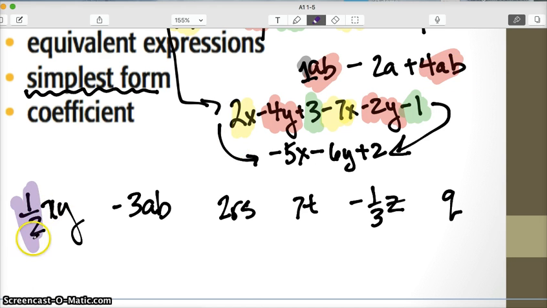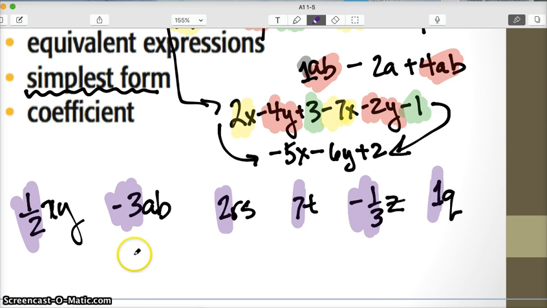So the coefficient here is 1/2. 1/2 is the number next to the variable in the variable term, the actual numerical value. -3 is the coefficient of AB. 2 is the coefficient of RS. 7 is the coefficient of T. -1/3 is the coefficient of Z. And what about Q? The coefficient of Q is understood to be 1. So we have a coefficient of 1 right here. I'll highlight that. All right, now that we've gotten through our vocabulary, let's go ahead and get started with some examples.